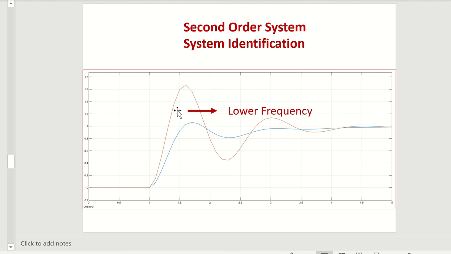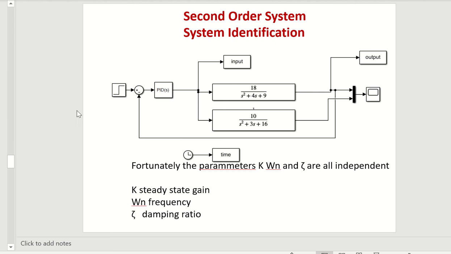So this is the frequency of the model, and this is the frequency of the real thing. You can see the frequency is too high because it's a higher frequency than the blue one. So we need to lower the frequency. Now the model, this parameter here, is s squared plus 2 zeta omega n s plus omega n squared. So this term here is omega n squared, and if we change that number, we can change the natural frequency of the system.